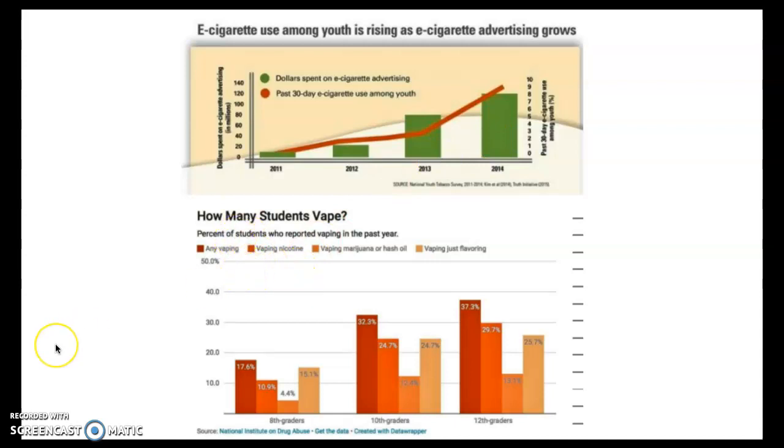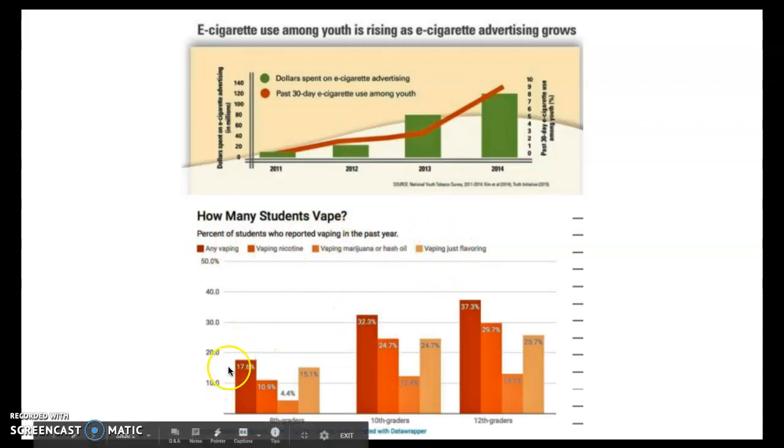How many students vape? Well, percents of students reported vaping last year: any vaping, vaping nicotine, vaping marijuana or hash oil, vaping just flavoring. Now, this is 8th graders, 10th graders, and 12th graders. And what are you looking at here?